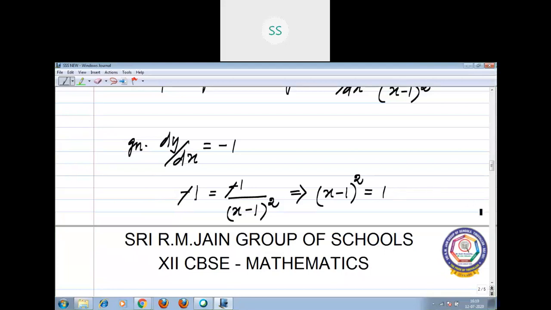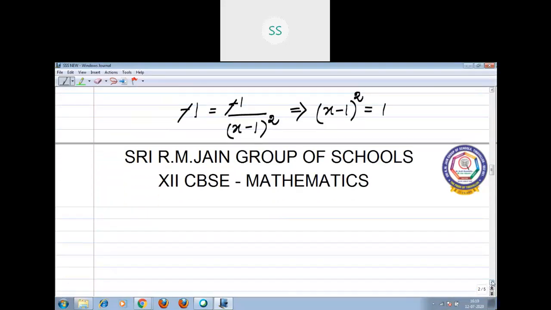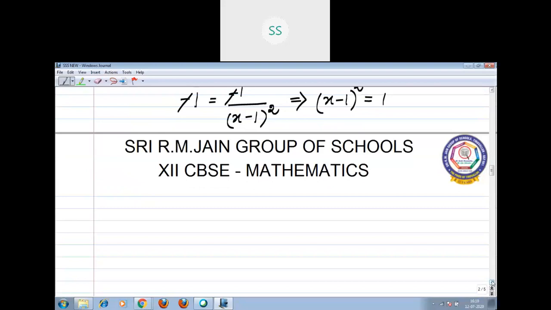Now we are going to find out what x is. Whenever you are taking square root, I told you to use the plus or minus symbol. So x minus 1 is equal to plus or minus 1. Then x is equal to plus 1 plus 1, which is equal to 2. x is equal to minus 1 plus 1, which is equal to 0.